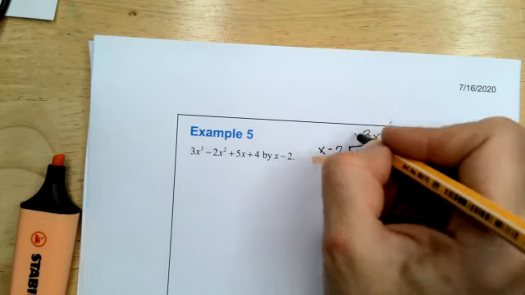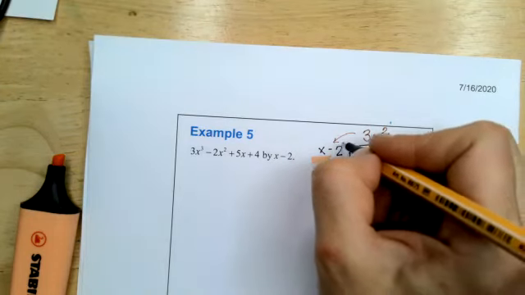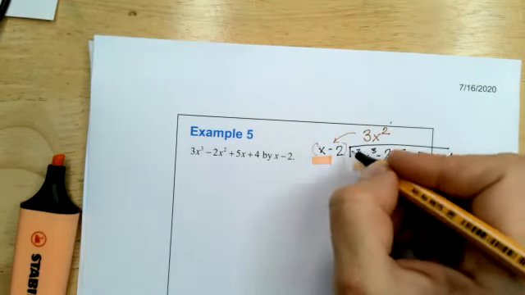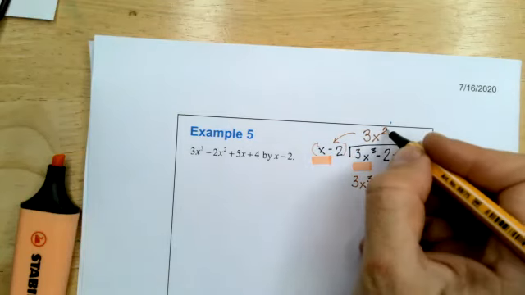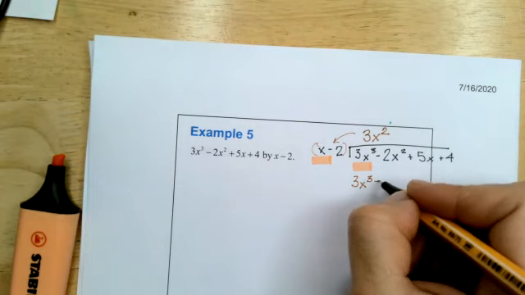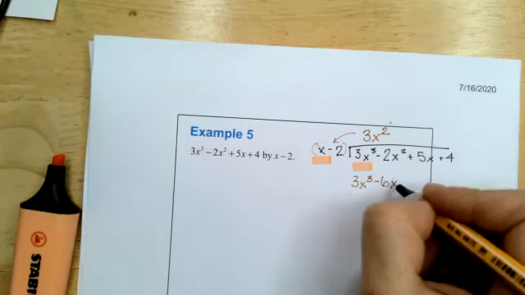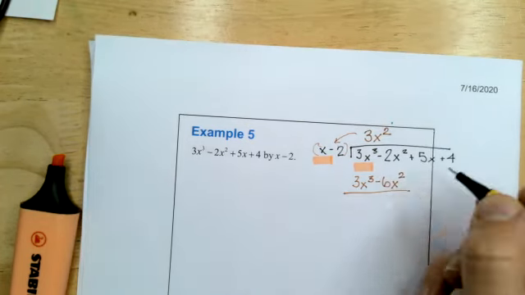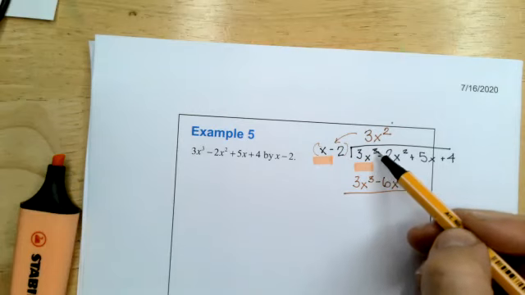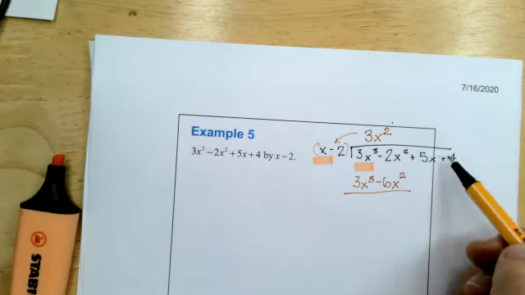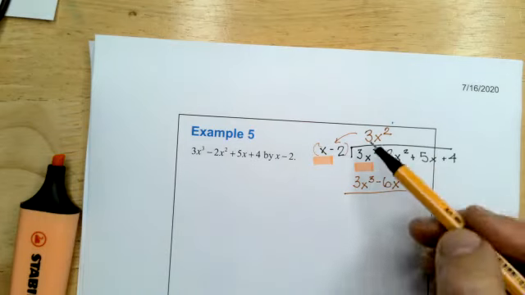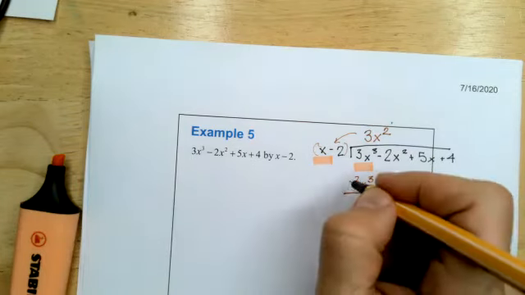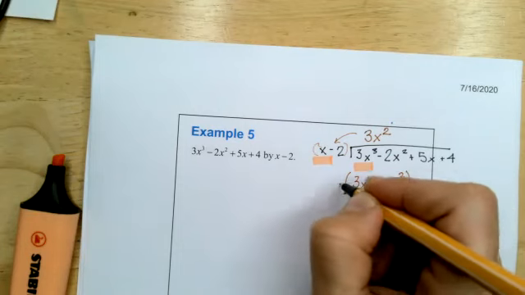So let's do that. Now we're going to take 3x squared and multiply it by all of that, right? 3x squared times x is 3x cubed. 3x squared times a negative 2 is a negative 6x squared. So you see how, because we have it in order, the third exponent, the second exponent, the first exponent, the 0 exponent, we can subtract more easily because everything's in line. Remember that you're subtracting all of this.